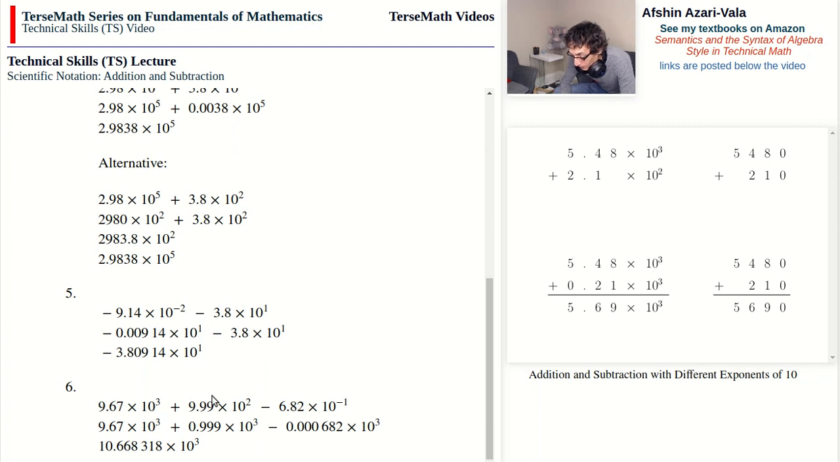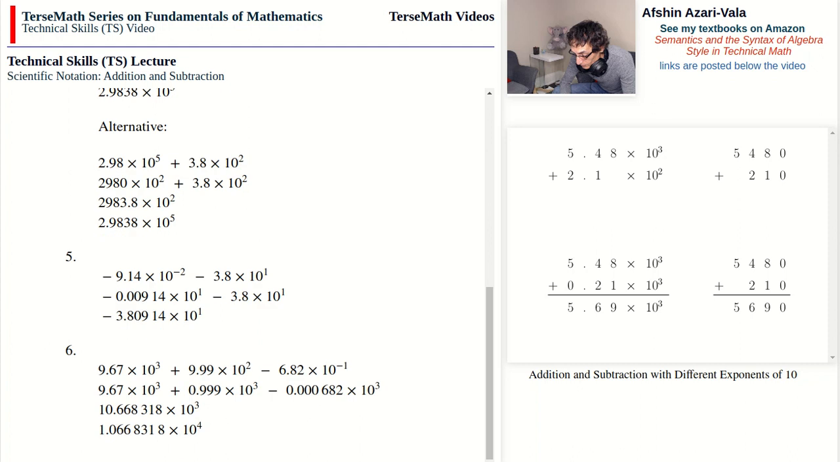You notice that even though this time I went with the largest exponent, my answer is still off. I need to have one non-zero digit on the left, but it's not so bad. It's only one place. Decimal point moves back, exponent goes up. 1.066818 times 10 to the power of 4.